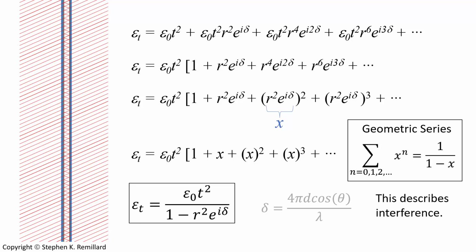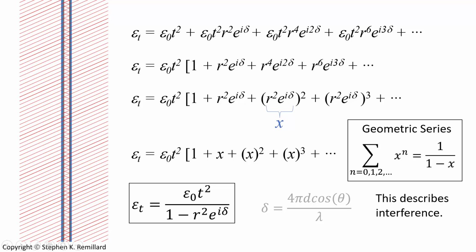Putting this into that form and replacing x with R squared e to the i delta gives an expression for the electric field amplitude that is transmitted through the two-mirror system in terms of the transmission and reflection coefficients and the phase shift delta, which is associated with the additional path length that each reflection undergoes. We need to find an expression for delta, and we're going to do that next. Just as a little hint, it's that gray expression right there.